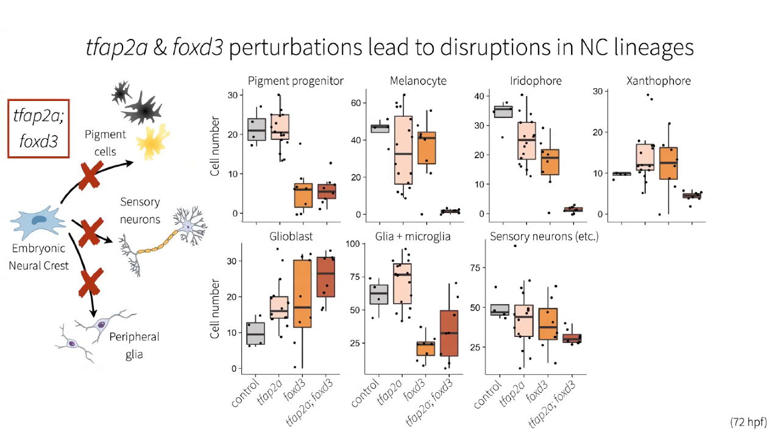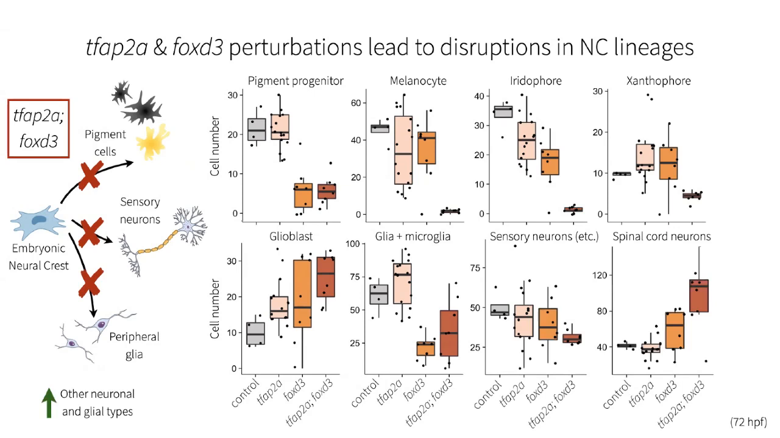Although there are some new observations too, such as we see a major increase in spinal cord neurons. And that's cool because spinal cord neurons are not generated by the neural crest. So we'll have to figure out what's going on there. And to do that, we're going to have to look much earlier than 18 hours post-fertilization.